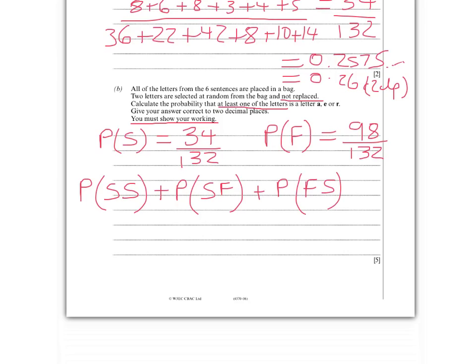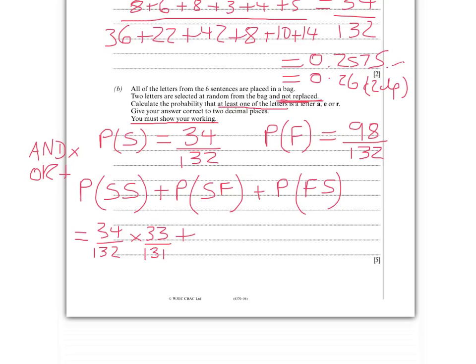So in order to work out our answer, if we use that method, is the probability of a success and a success. Remember that we know that and means multiply, or means plus when we've got probability. So a success and a success would be 34 out of 132 times, now because it's not replaced, that means we've got one less tile, and we've got one less AERR. So one less AERR means we're down to 33, one less tile means we're down to 131.